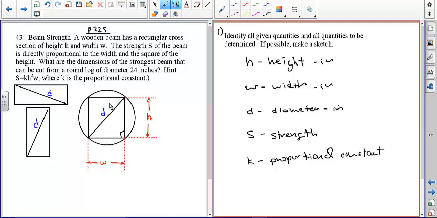And you can see on the drawing that, what do I have here? What kind of triangle? Right triangle. So what theorem applies? Pythagorean theorem. Yeah. So W squared plus H squared equals D squared. And D is a constant because we're cutting it out of a fixed diameter log. So this is constant. So we should be able to solve for H in terms of W or W in terms of H.